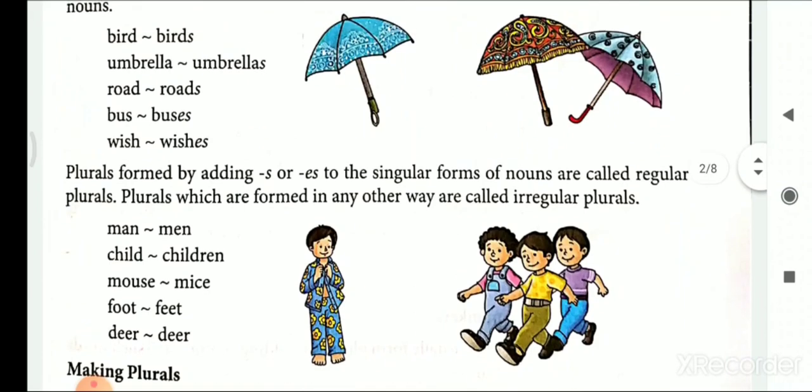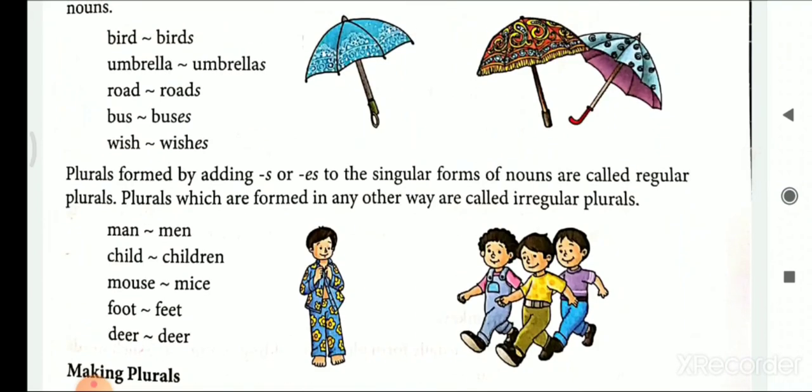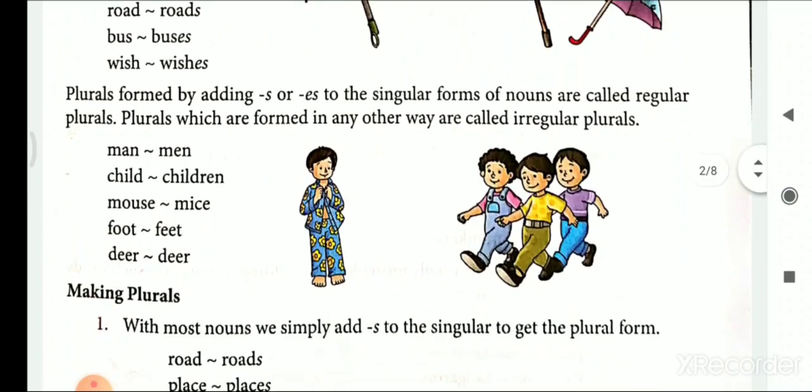For example, if we add s or es: bird, birds; umbrella, umbrellas. Such forms of nouns are considered regular plurals. But man, men, here men is considered an irregular plural.